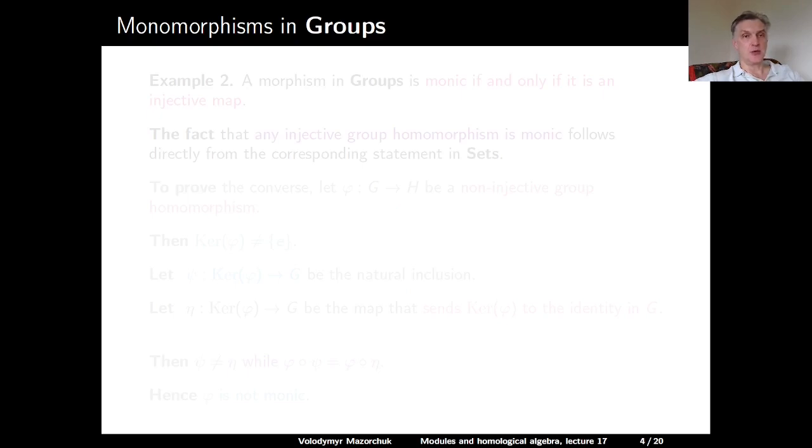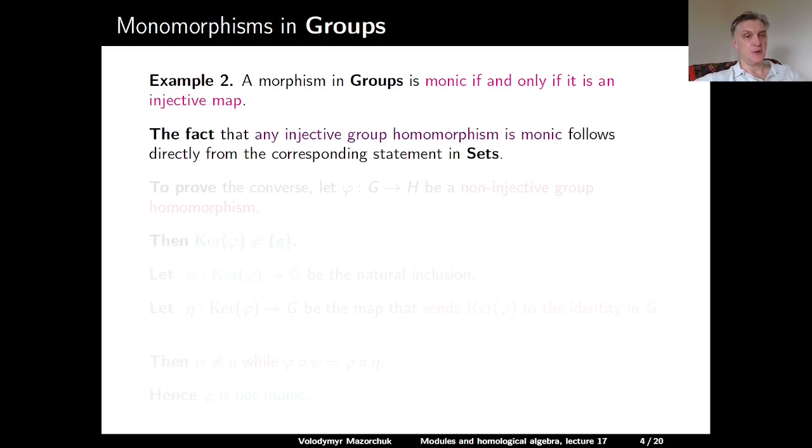Now let us describe monomorphisms in the category of all groups. Example 2: a morphism in the category of groups is monic if and only if it is an injective map. One direction, namely the fact that any injective homomorphism is monic, follows directly from the corresponding statement in sets. This is because any homomorphism of groups is a map between the underlying sets, so any injective homomorphism of groups must necessarily be monic because it is monic already as a map between sets.